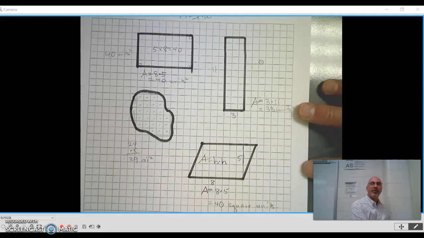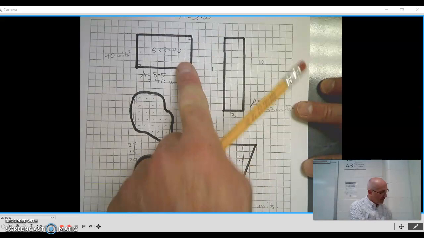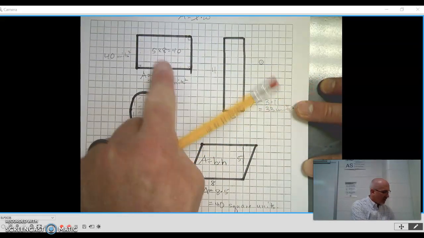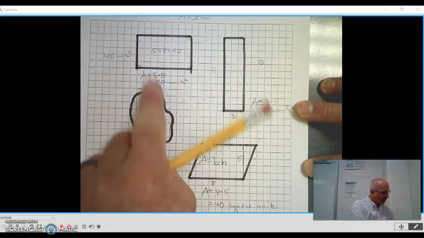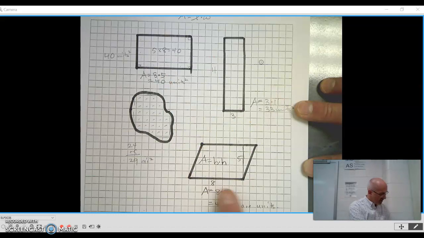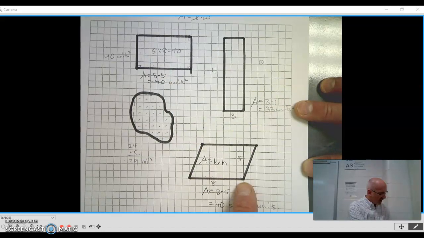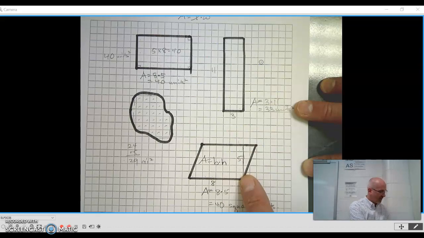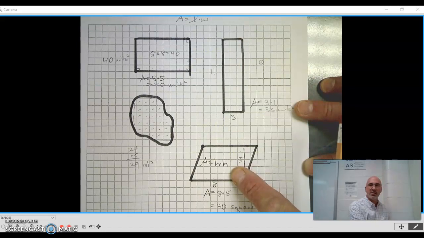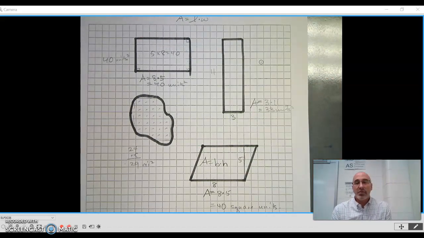Now look what happened there. We had a rectangle that was 5 by 8, or 8 by 5. Look at this. We have a parallelogram with a base of 8 and a height of 5. So these two figures have the exact same square area. And that is how you find areas of rectangles and parallelograms.